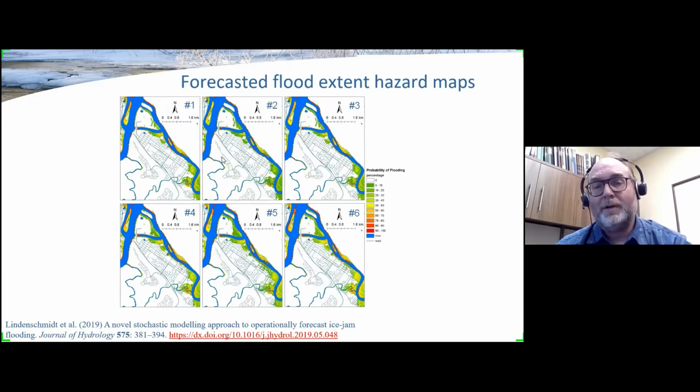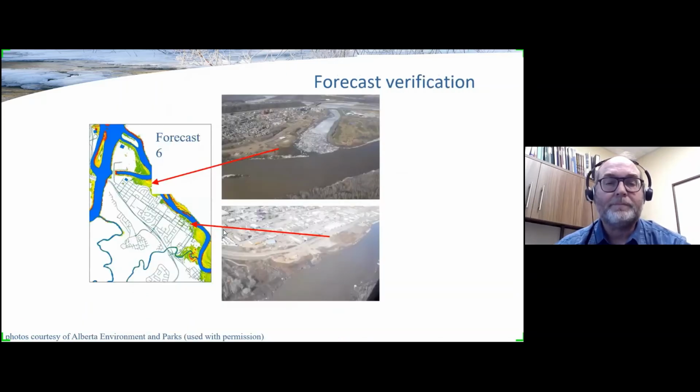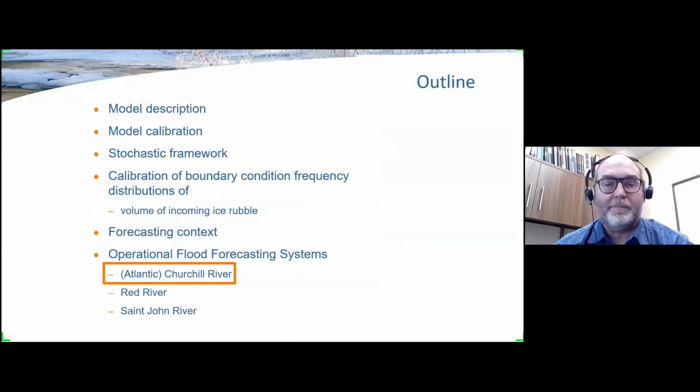And we did 6 forecasts. This was for the year 2018 when we were first developing this method. And we had some photos. It's very hard to verify how well your forecast did, but we did. There was some flooding in the town. You can see here the wetted areas, and it helped us to verify our forecasting system.